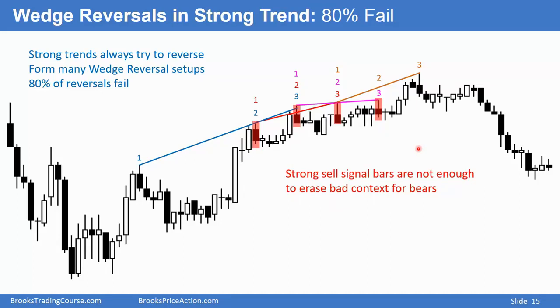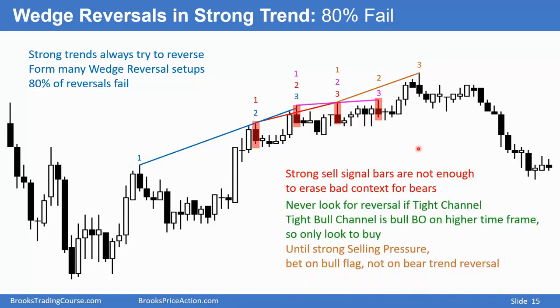The sell signal bars alone are not reason enough to erase the bad context. It's a small pullback bull trend. Do not look to sell. Very tight channel. I don't have the bottom of the channel drawn, but you can see it's a very tight channel. It's a breakout. It's a bull breakout on a higher time frame chart. You only should be looking to buy. Until there's reasonably good selling pressure, bet that each reversal will become a bull flag, not a trend reversal, and buy above a bull bar after every reversal down.